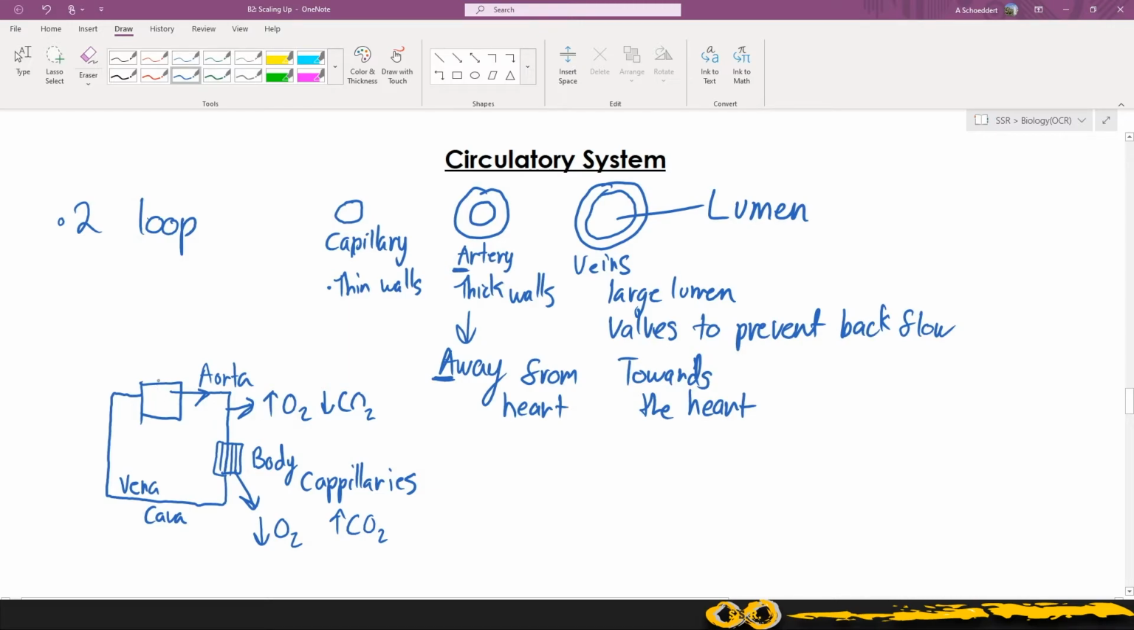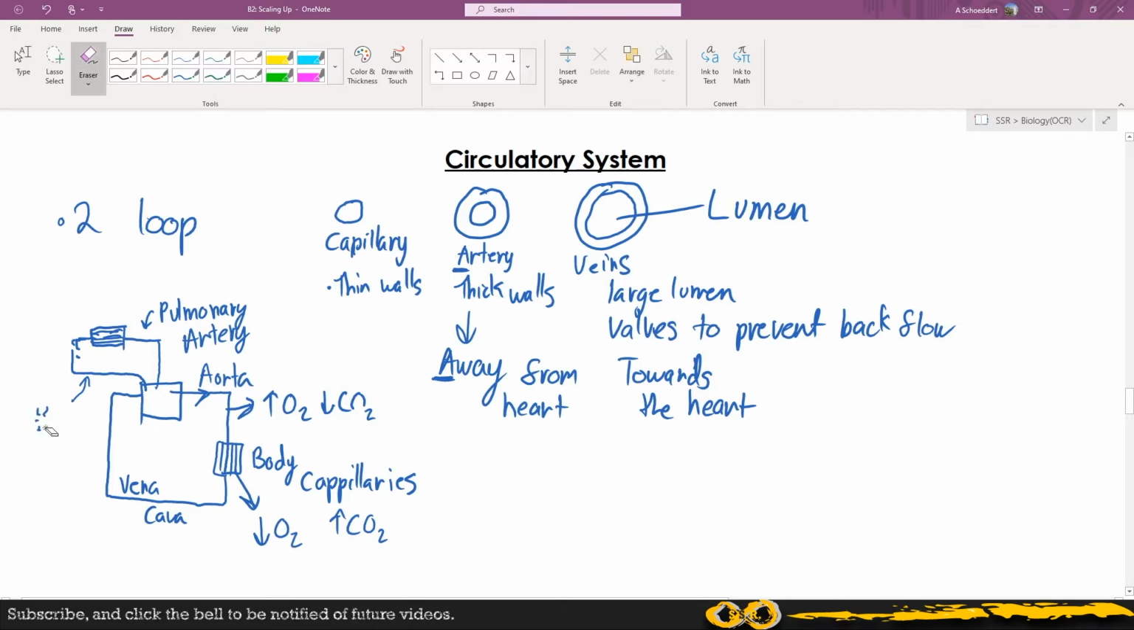From the heart, it's going to go away again through a different blood vessel, and this one is going away from the heart, so it's an artery, and it is going to your lungs. And so everything that has to do with the lungs is pulmonary, so it is the pulmonary artery. And it will come back from the lungs and to the heart. If you think about this, this is blood flowing back to the heart, so this blood vessel must be a vein, and it's coming back from the lungs, so it must be the pulmonary vein.